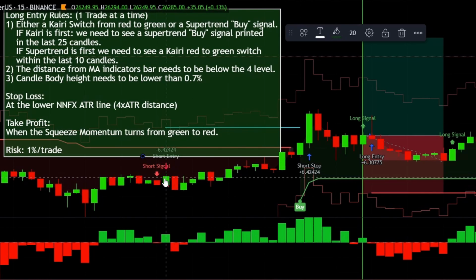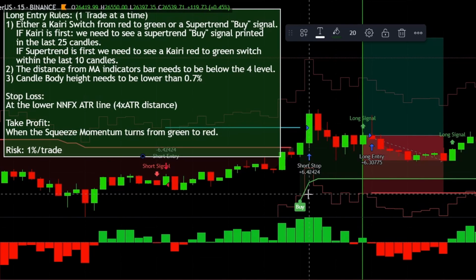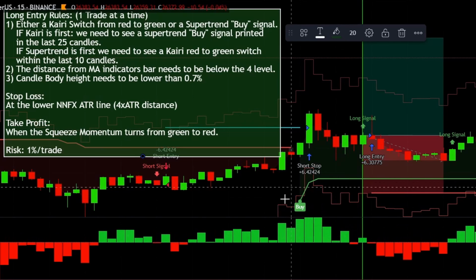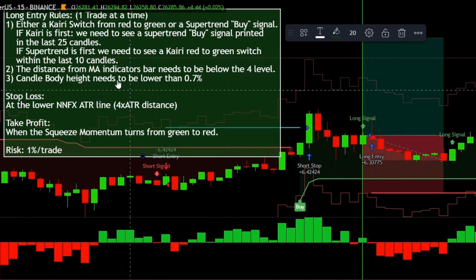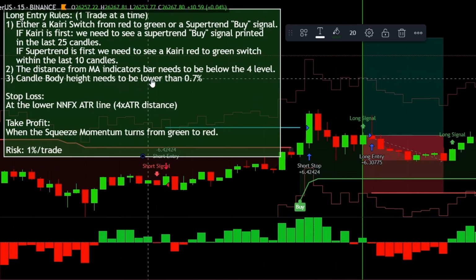The combination of these two entry signals gives very good entry points, but using only one of them will give extremely different results. So make sure you understand this rule and use it correctly. After the first condition is met, we need to see if the second and third conditions are met. The second condition is that the distance from MA indicator's bar needs to be below the 4 level.